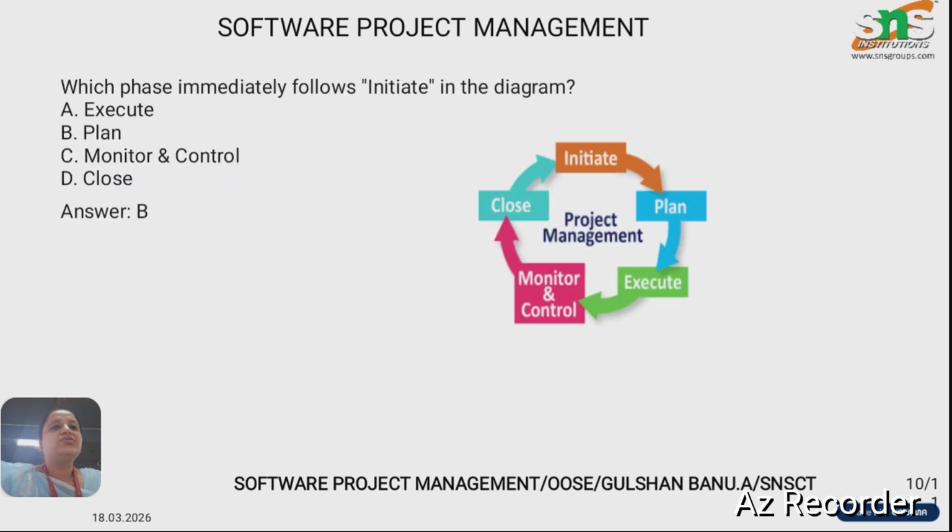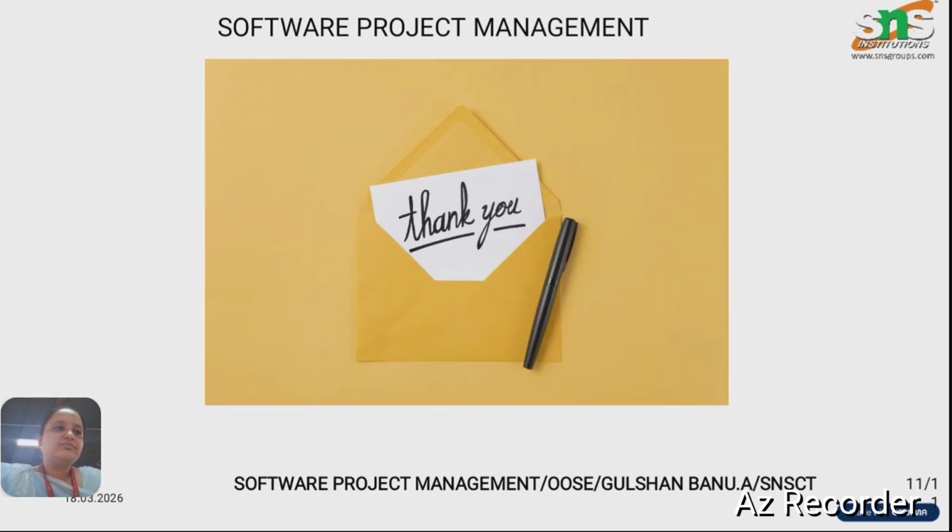Here is a small question associated with this topic: which phase immediately follows initiation in the diagram? We have execute, plan, monitoring and control, and close. Generally planning is the first phase of any process in whatever project you are doing. After that you will do the execution part. After that you will do monitoring and control. After that you will close the project. So this is how the processes go.